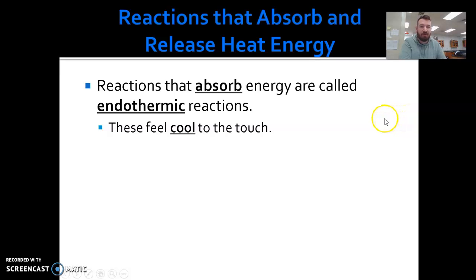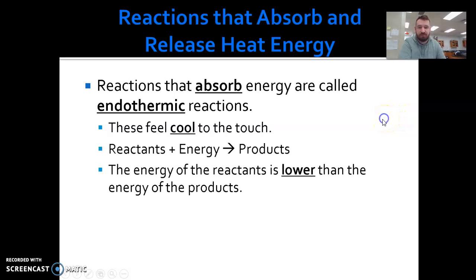And when you have an endothermic reaction, they feel cool to the touch. A good example of these would be like an ice pack. If you ever had one of those ice packs that you crack and then it starts to get colder, that's a good example of an endothermic reaction. So we'll have our reactants plus energy on the reactant side to produce our product.